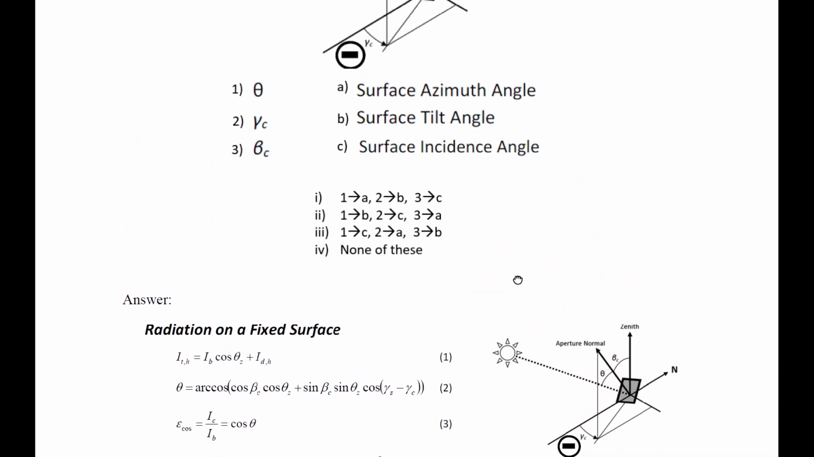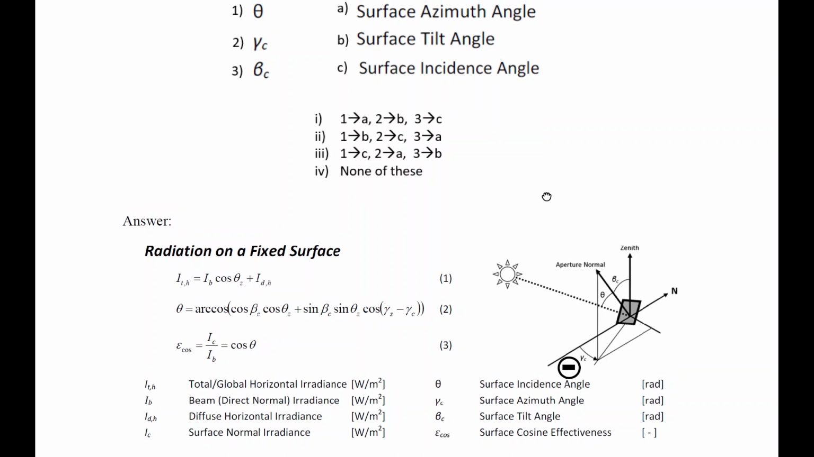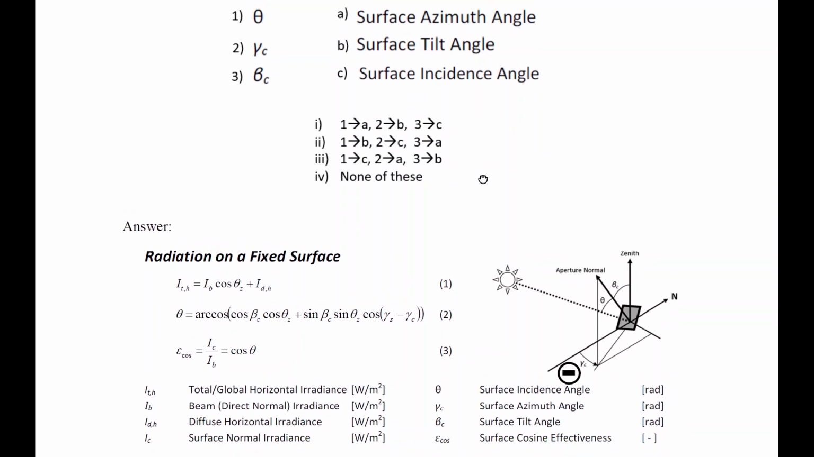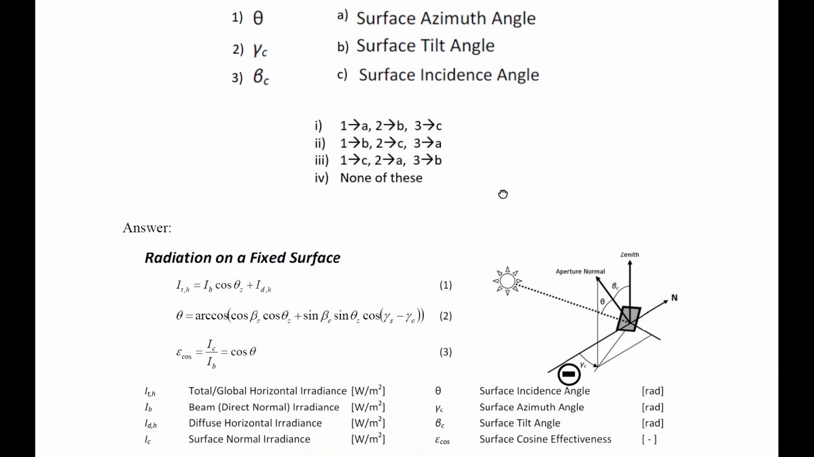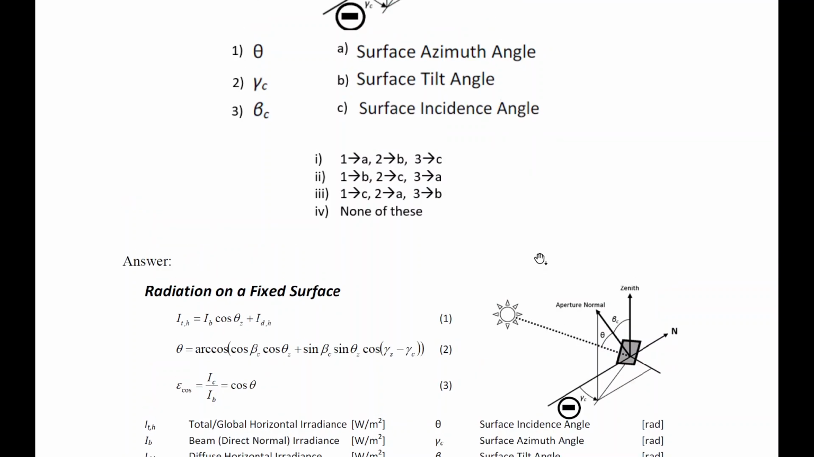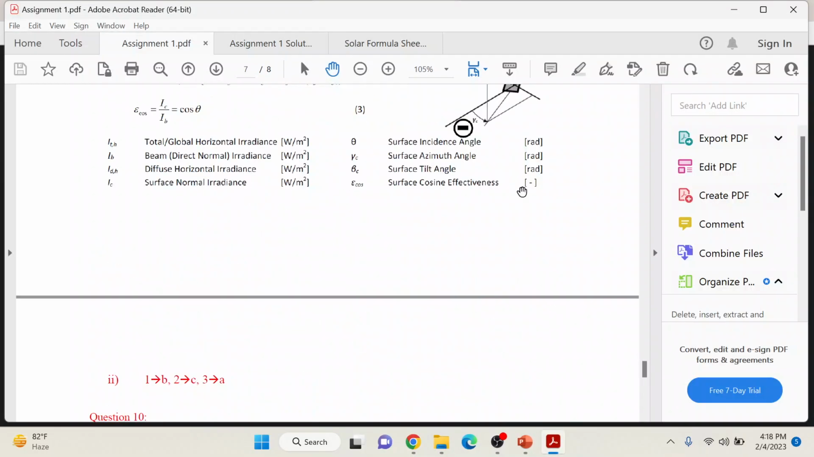So theta is the surface incidence angle, that means first is B, and gamma C is the surface azimuth angle, second is A, and third is B. First is C, second is A, third is B. That means the option is 3. Yeah, right. Okay.